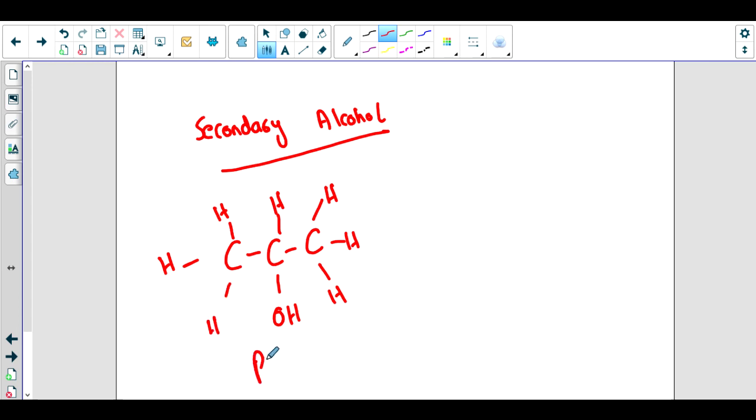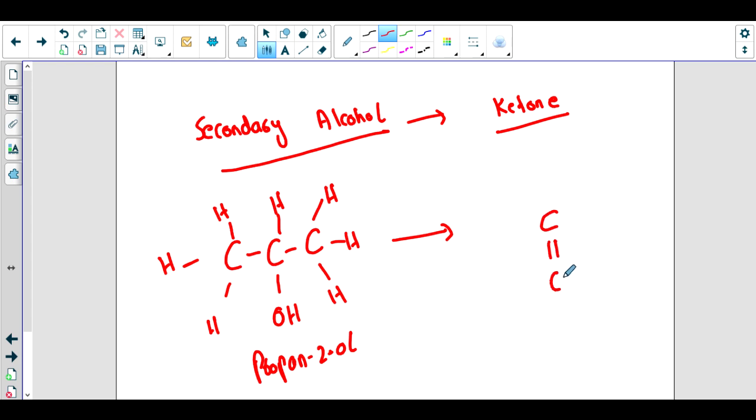So this is propan-2-ol. I hope you know how to draw it. If you have issues, please refer to the videos. Propan-2-ol directly becomes a ketone. A secondary alcohol directly becomes a ketone. There is no further hydrogen, so no further oxidation is possible. So it directly becomes a ketone, and the story is over.